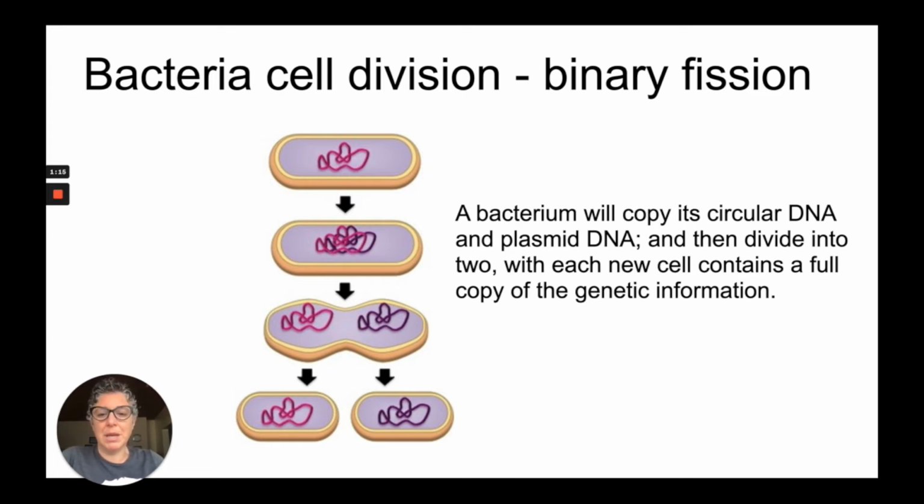So here we've got the pink and the purple. The pink was the original, the purple is the copy. The cell then splits and divides, and you've got a cell that contains the pink copy and a cell that contains the purple copy, and that is called binary fission. This is what is done by bacteria cells.